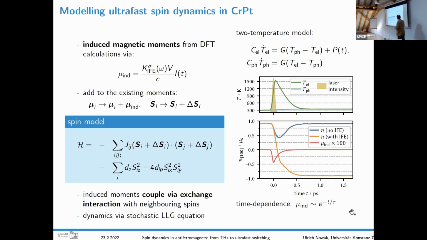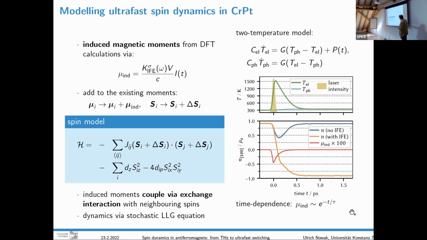Then we also have to model the action of the laser in terms of heating. We do that by estimating the electron and the phonon temperature with a simple two-temperature model. So we get something like that. The laser pulse comes, the electron temperature goes up a lot, heats the material, goes down. The inverse Faraday effect has some dynamics. It goes up with the laser pulse. We also have to assume that it decays on some time scale, some 100 femtoseconds, as shown here in the induced moment. That is this red curve.